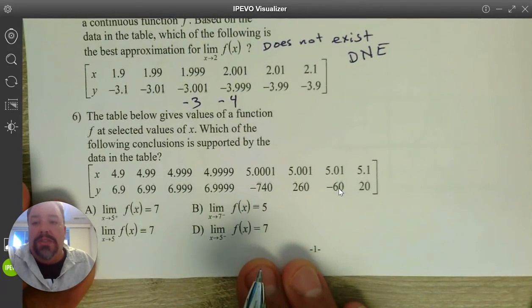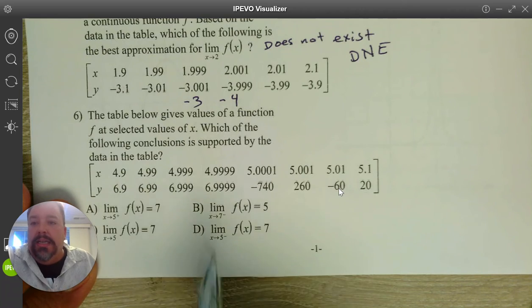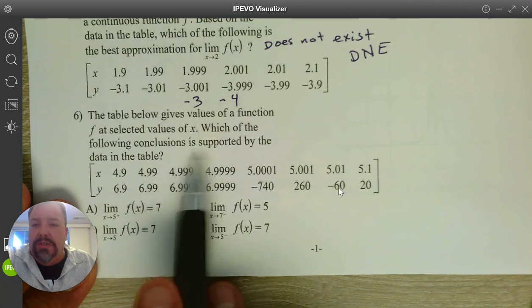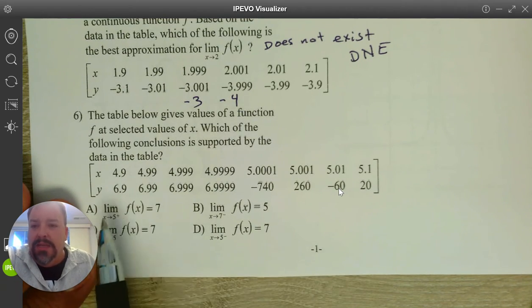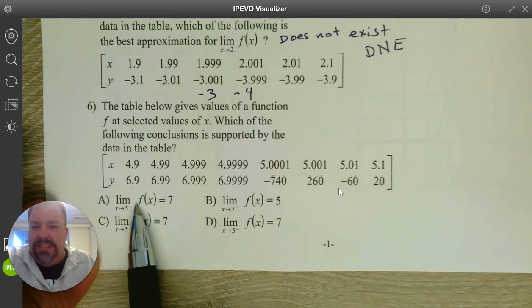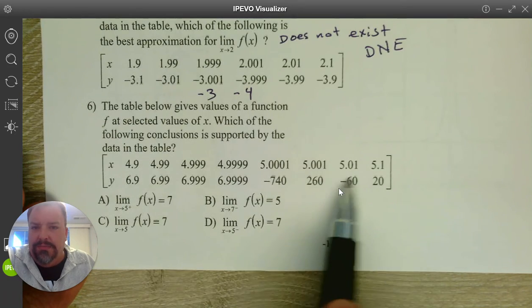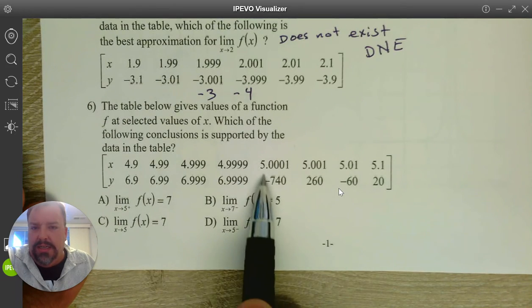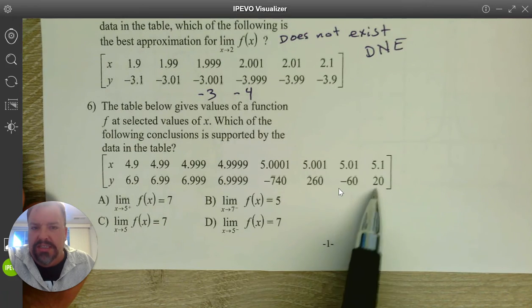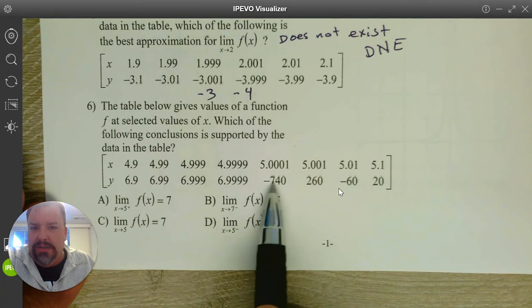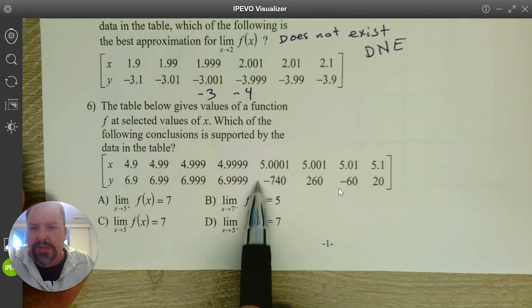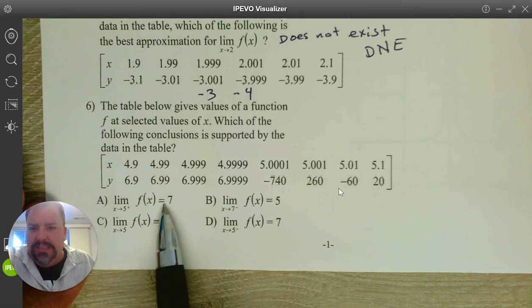All right, number 6. Here's a table, and which of the following conclusions is supported by the data in the table? So this one's made as a multiple choice. So the first one says, as we go to 5 from the right, the limit is 7. So if we come in from 5 to the right, notice 5 is not in here, but these values seem to go up and down and alternate and get bigger. So it doesn't seem like that's equal to 7.